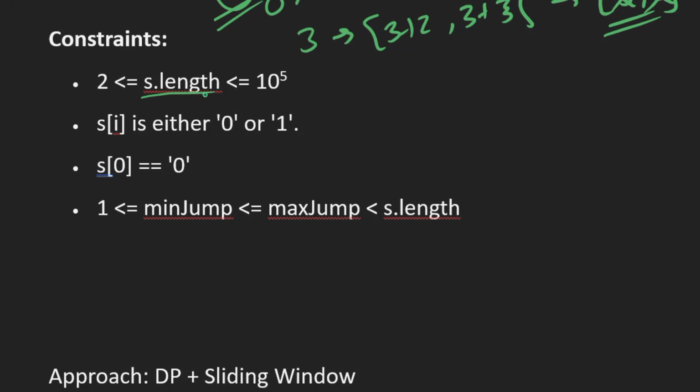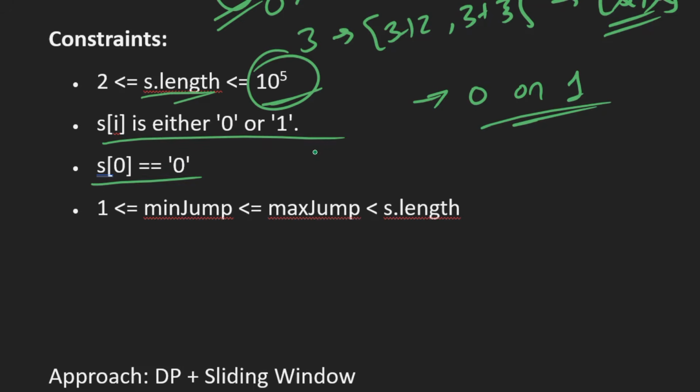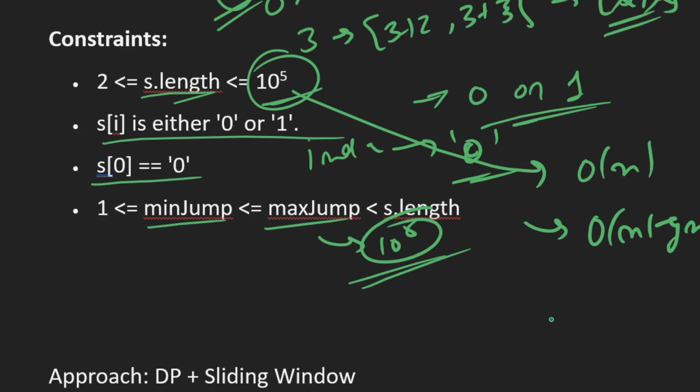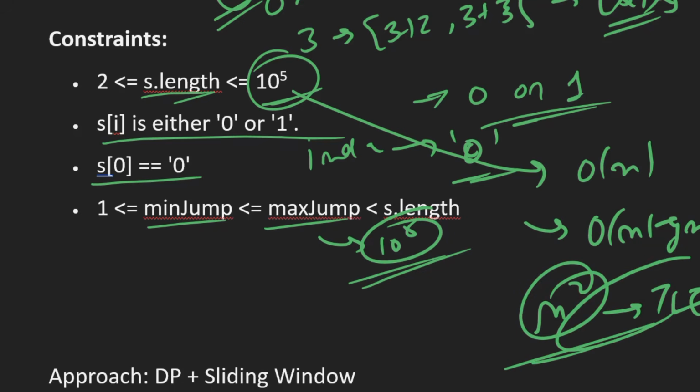So let's see the constraints. String length is up to 10 power 5, and each character in the string is either 0 or 1, and the character at index 0 is 0, and minimum jump and maximum jump can also be up to 10 power 5. So here string length is 10 power 5, so we have to think of some solution of O(n) or O(n log n), because O(n squared) in the worst case will give us time limit exceeded.